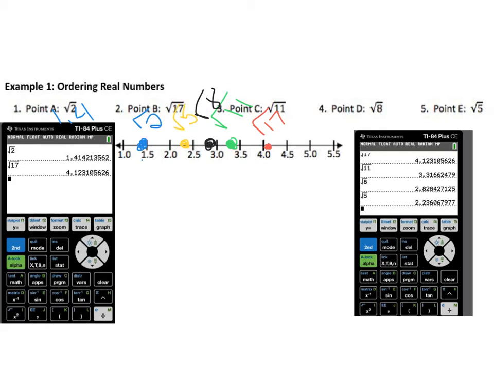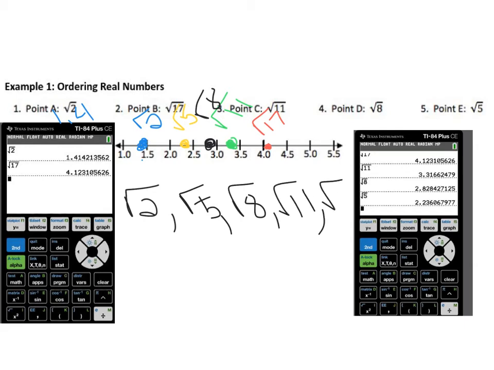So now that we have these in there, and using the number line to help us order them, we can conclude that our order is square root of 2, square root of 5, square root of 8, square root of 11, square root of 17. And we now have them in order. What you see here is what we call ascending order. If we put them in reverse, they're going 17, 11, 8, 5, 2. That will be what we call descending order.